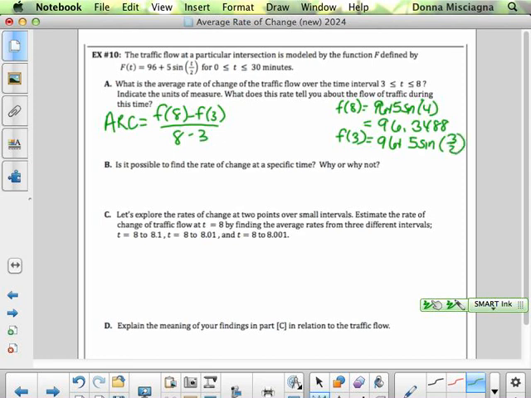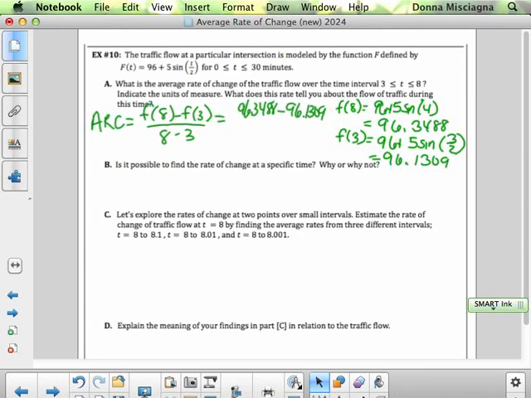What was that again? I'm sorry. 1309. All right, so there are our two values, and we'll plug those in. So we have 96.3488 minus 96.1309. Ooh, that's awful close. Let's move this over a bit. All right, and then all divided by 8 minus 3, which is 5.